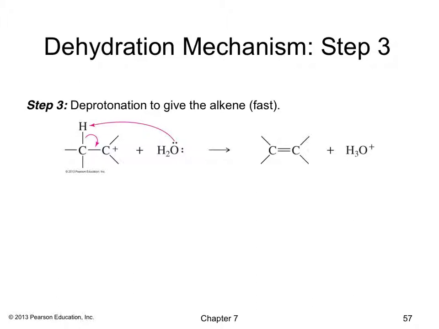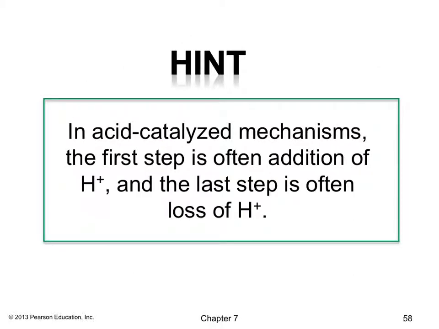So what I'd like you to note is that in your dehydration mechanisms, the early arrows go both ways, where it's equilibrium. This last step is a fast reaction, and so it only goes in that one direction. An important thing to note is that in acid catalyzed mechanisms, the first step is often the addition of a proton, and the last step is often the loss of a proton. This will help you when you're doing your own mechanisms for exams or in class.